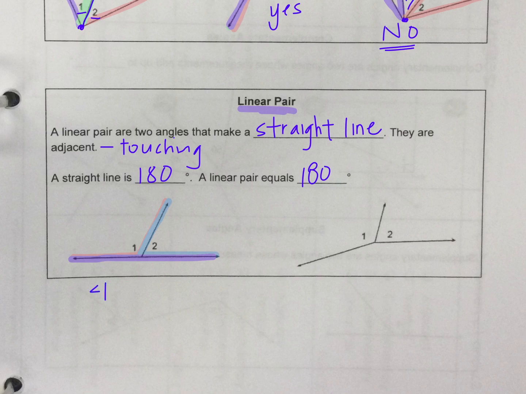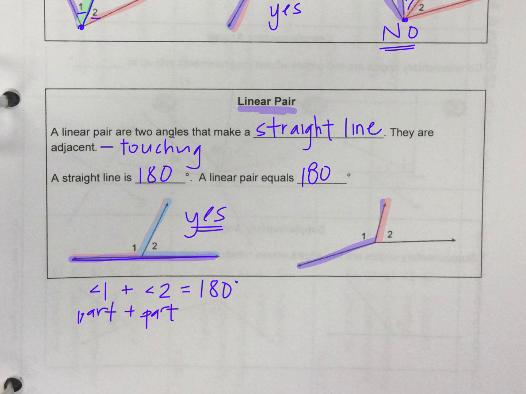which means that angle 1 plus angle 2, if I added a part plus a part, they would equal the whole thing, which is 180 degrees, because they're on a straight line. Over here, yes, this is a linear pair. This one, angle 1 and angle 2, they're touching, but this is not a straight line, so this is not a linear pair. It has to be on a straight line. All right, flip over to the next page.